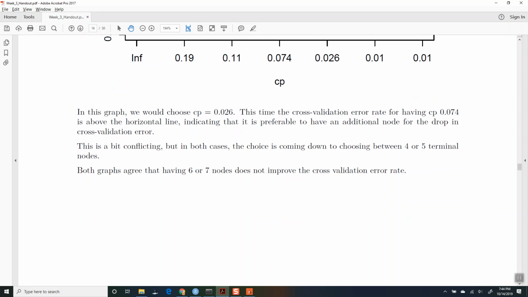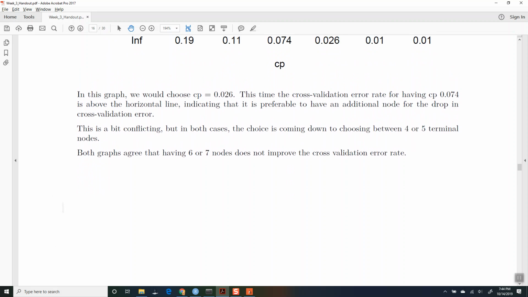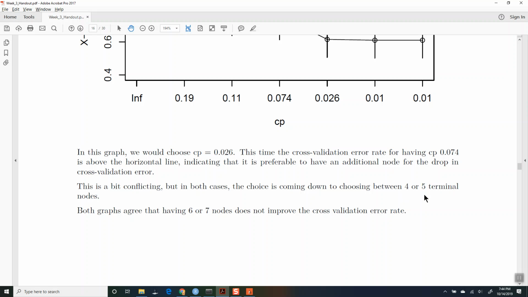But anyway, at least both of the graphs agree that 6 or 7 nodes is not going to improve, and the question just comes down to whether I have 4 or 5 terminal nodes. The consequences of, quote, making the wrong choice are small, and there's not really a wrong choice.